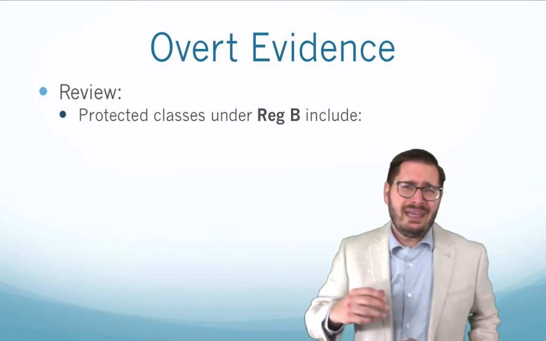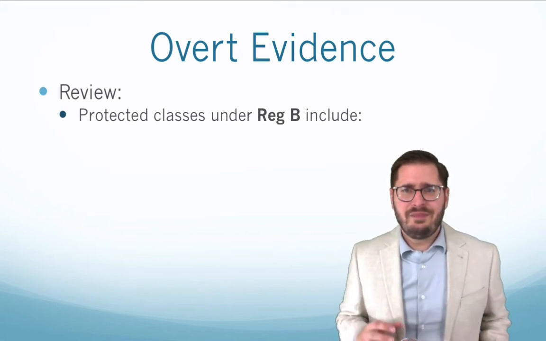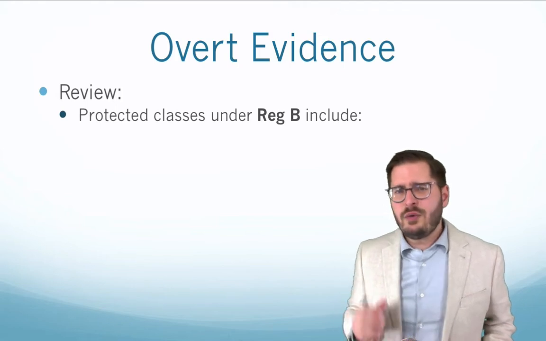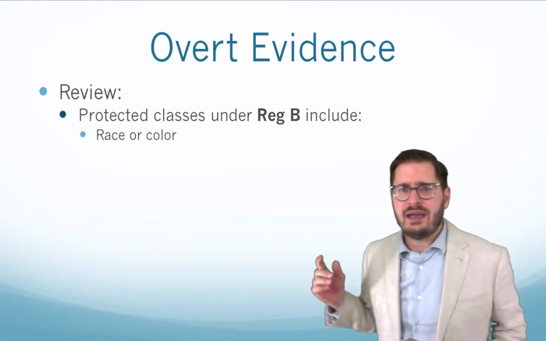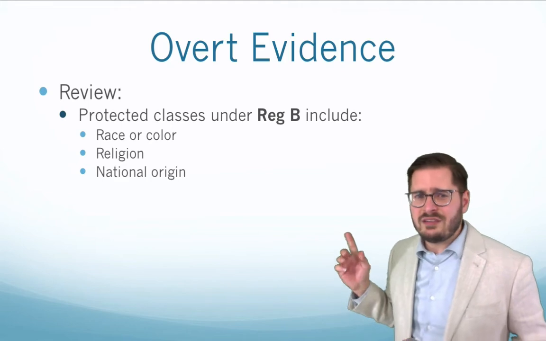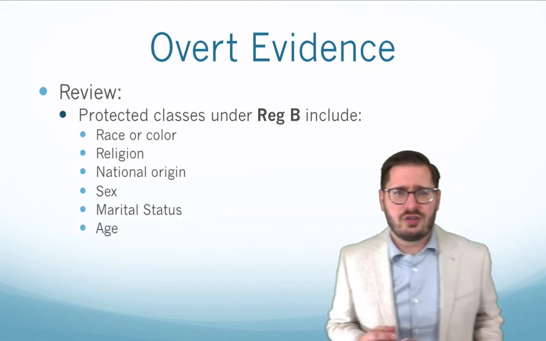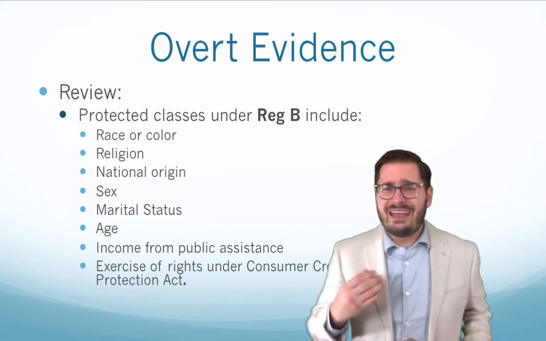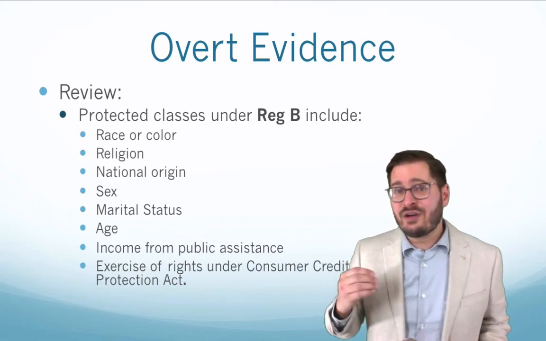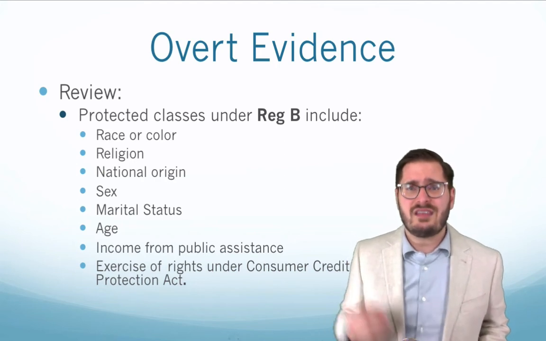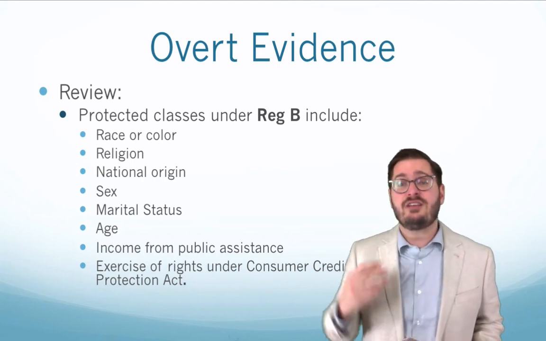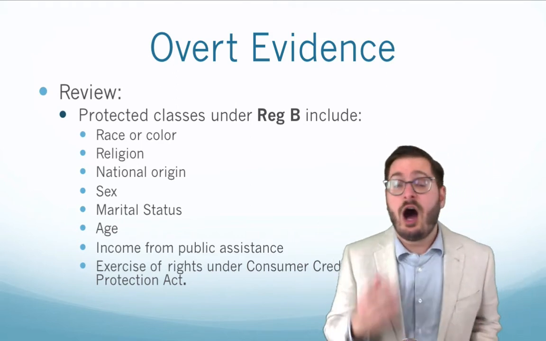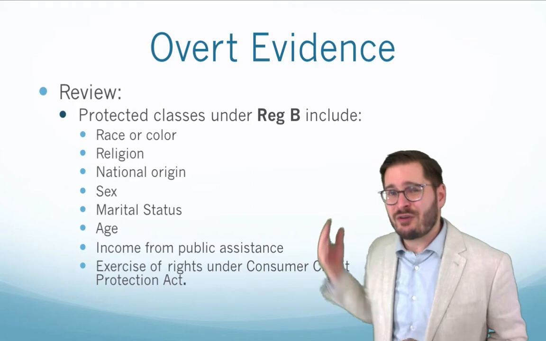Now, any of these types of discrimination would be against a protected class. So let's review what a protected class is under Regulation B. It includes a number of things: race and color, religion, national origin, gender, marital status, age, receipt of income from public assistance, and even if a consumer were to exercise their rights in good faith under the Consumer Credit Protection Act. These are all considered protected classes under Regulation B, and we cannot discriminate against them.